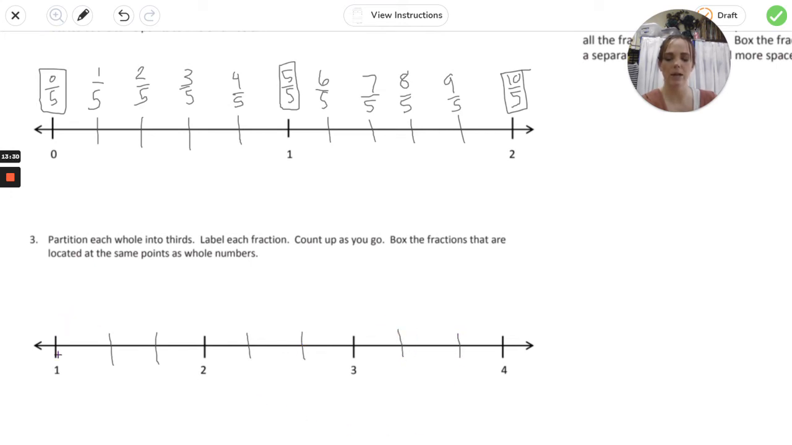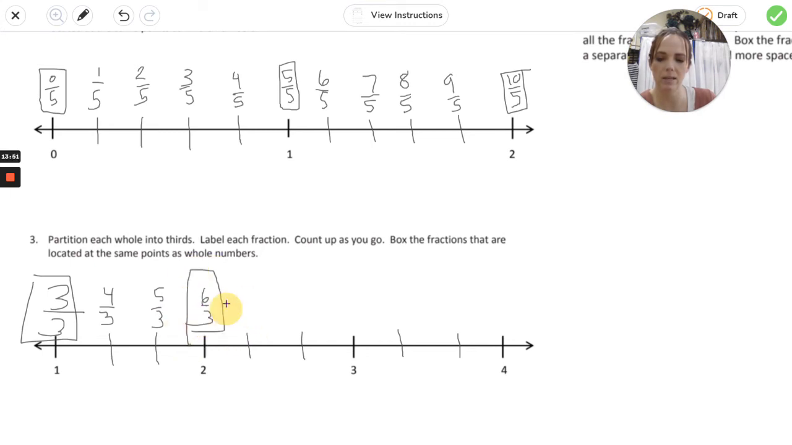And we're starting at 1, which means we already have 1 whole. We already have 3 thirds right here. And then we would have 4 thirds because we have 1 and 1 more. 5 thirds and 6 thirds is on a whole number, so we have to box it. 7 thirds, 8 thirds, 9 thirds is on a whole number.